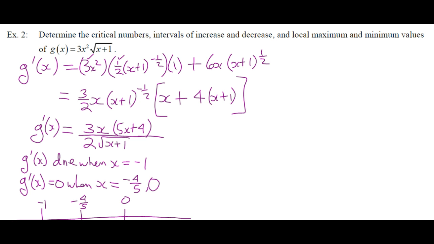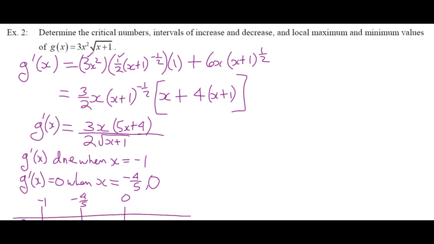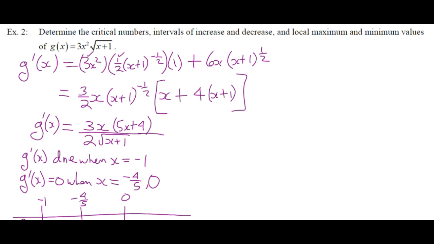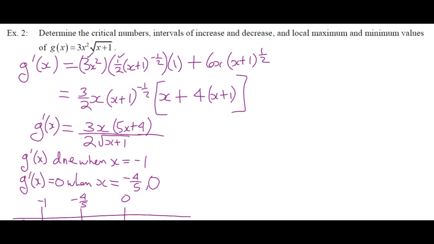Well, okay, 3x squared and then root x plus 1. So I got some idea maybe what this looks like. Like, it's always positive, right? Because this can't go negative. You can't get a negative out of the square root. You can't get a negative out of the x squared.